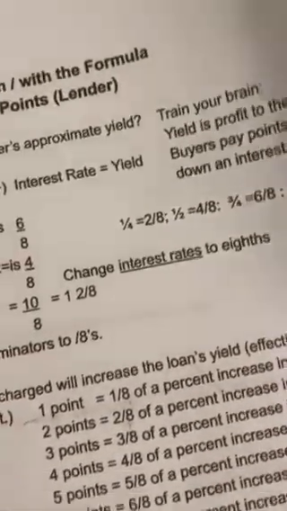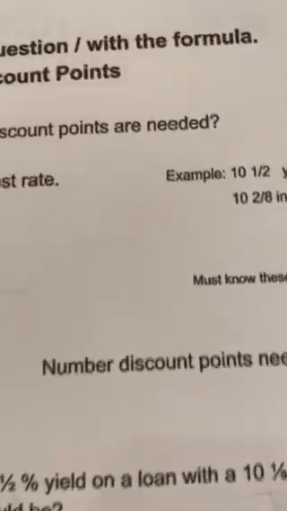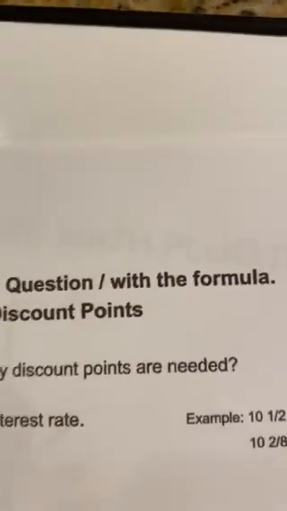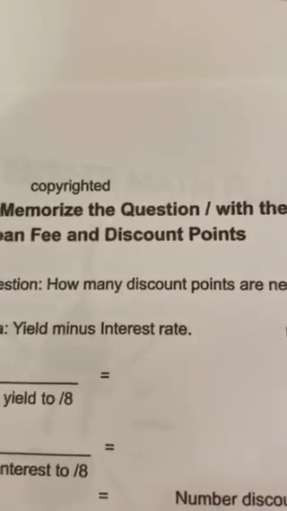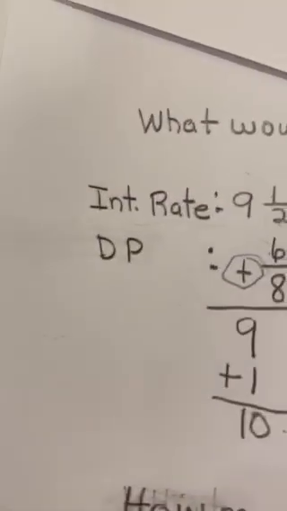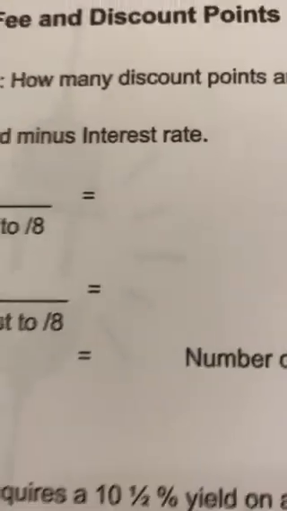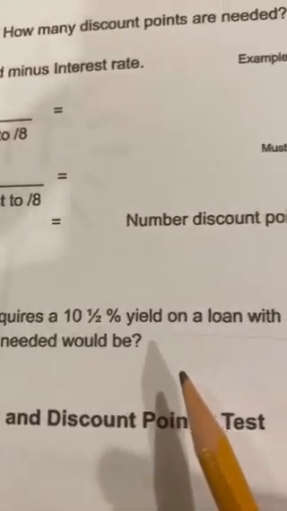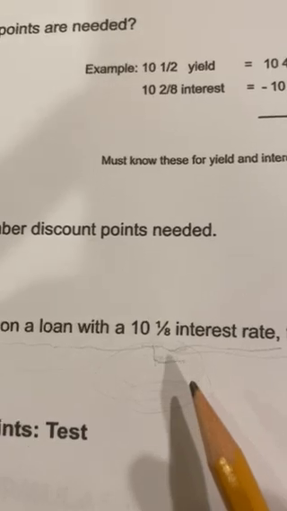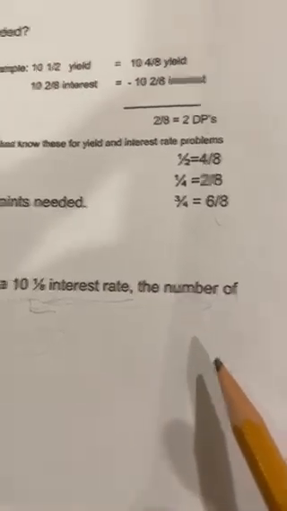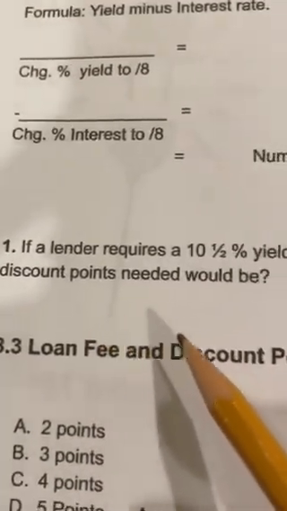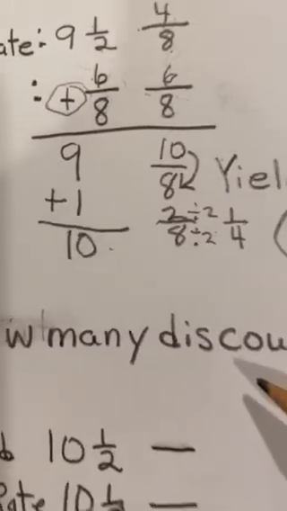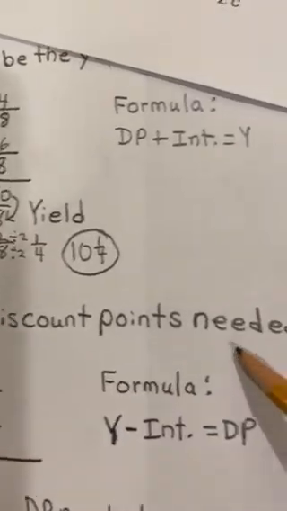And then you add your 10, and 10 and 1/4 would be your yield answer. Now let's do the next one: how many discount points are needed? Let's do the problem. If a lender requires a 10.5% yield on a loan with a 10 and 1/8 interest rate, the number of discount points needed would be what? This time, our question is how many discount points are needed?